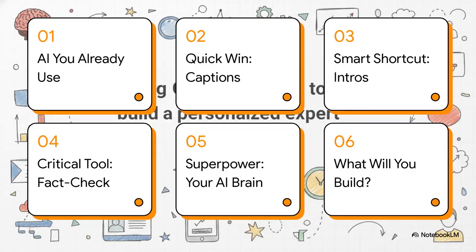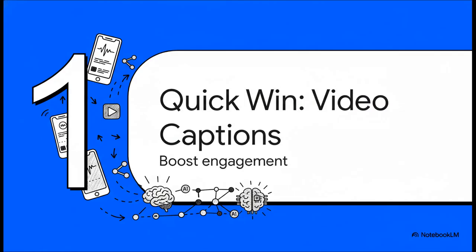All right, so here's our game plan. We'll kick things off with a quick win you can literally use in the next 5 minutes. Then we'll cover some smart shortcuts, a critical thinking tool, and finally, we'll build your very own personalized AI brain. Okay, let's dive right in with our first tip.